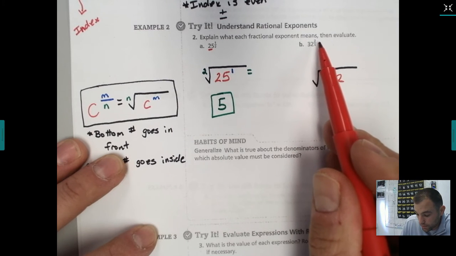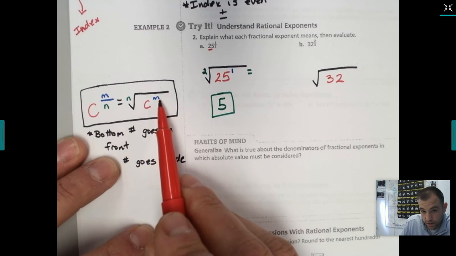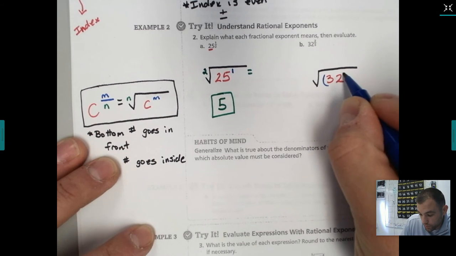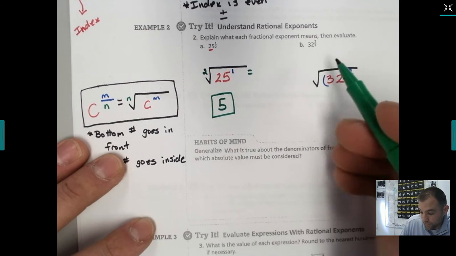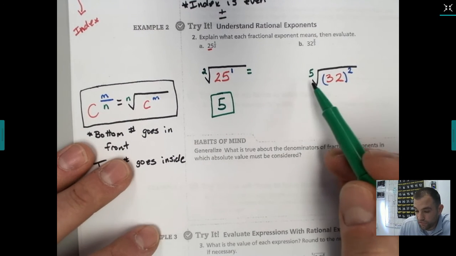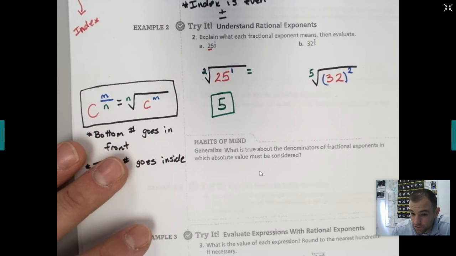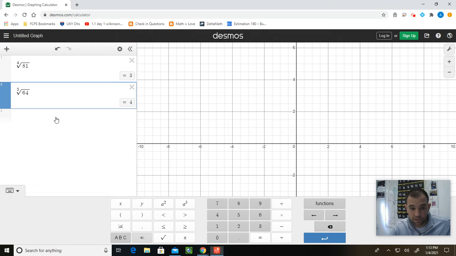The top number is a 2, and the top number goes on the inside. So (32) squared, and I'm going to put this in parentheses so we don't think it's just 2 squared. The bottom number is a 5, so I'm going to put that in front. So I want to know what's the 5th root of 32 squared. Okay? Now 32 squared is going to be a big number, so we're going to go to Desmos and let it help us out.